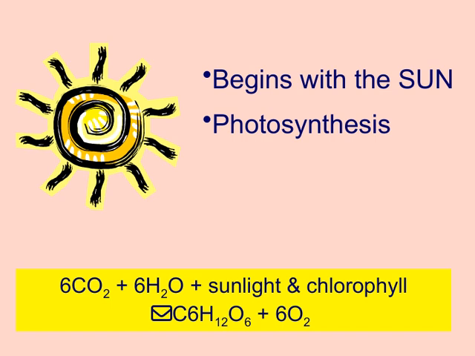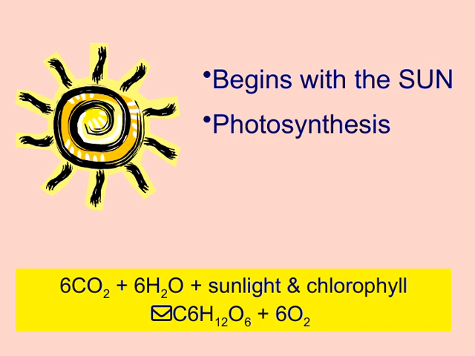Using sunlight and chlorophyll, the green pigment in their cells, they transform these simple ingredients into a form of energy they can store. This process results in the creation of glucose, which is C6H12O6, a type of sugar that provides energy for the plant. Additionally, oxygen is produced as a byproduct, which is released back into the atmosphere, represented as 6O2. This entire process is crucial because it not only fuels the plant's growth, but also forms the foundation of the food chain for almost all life on Earth.